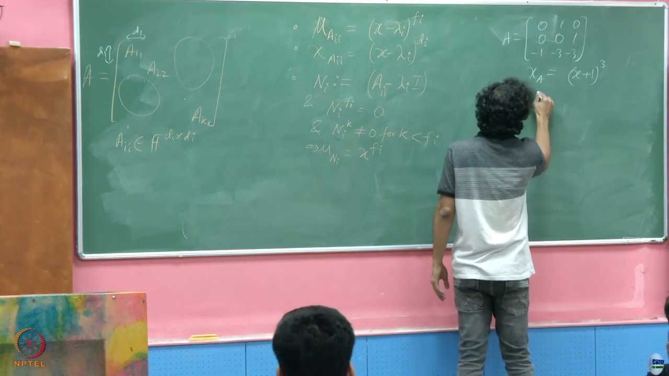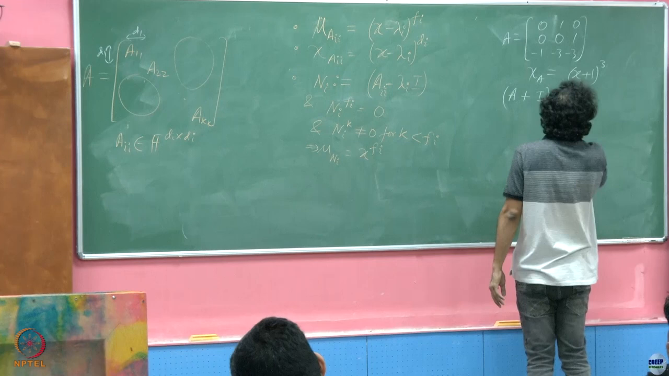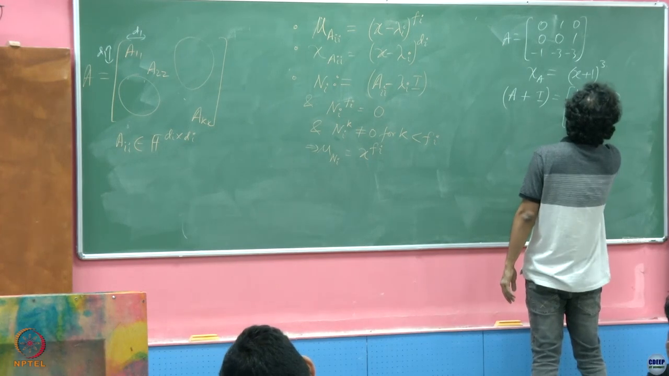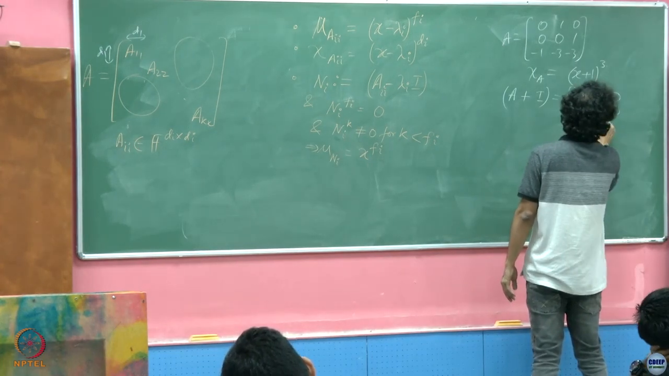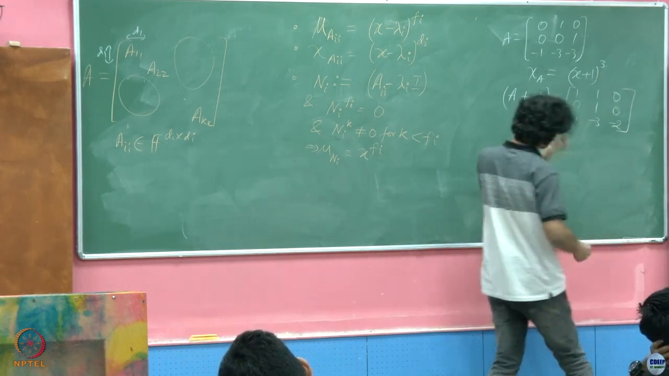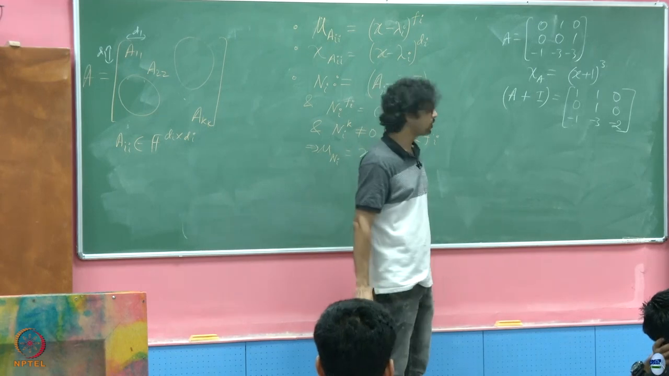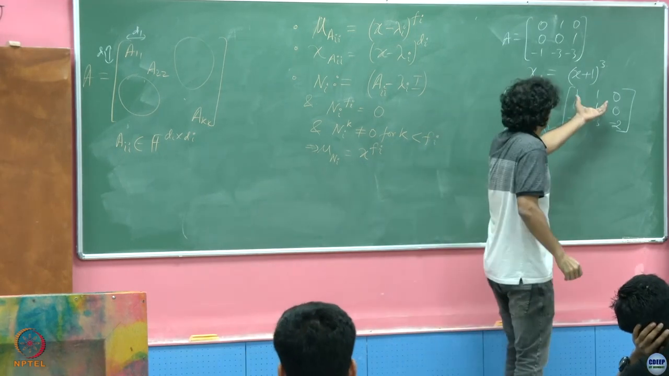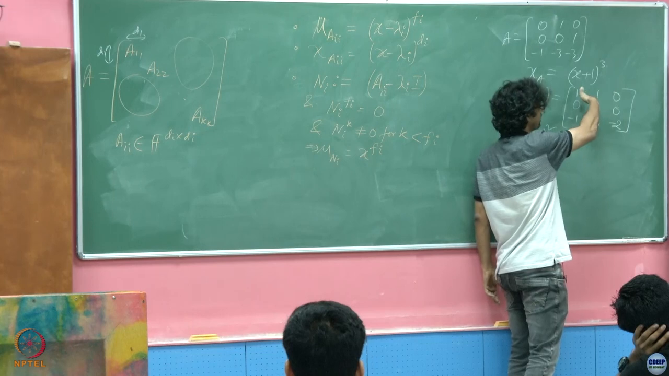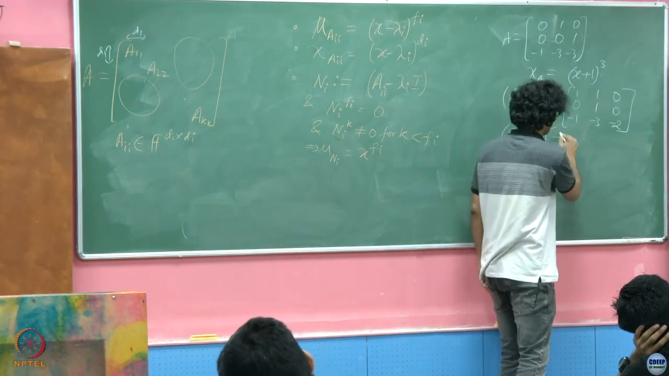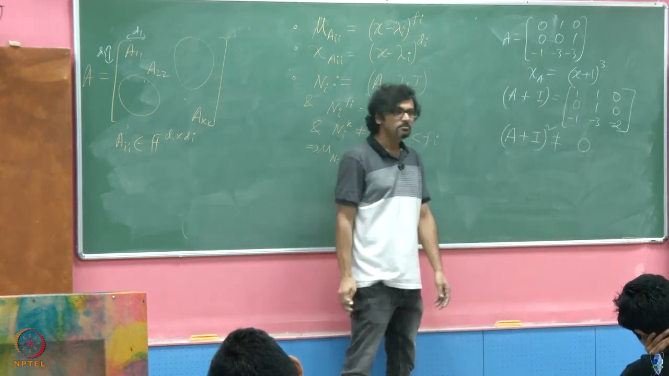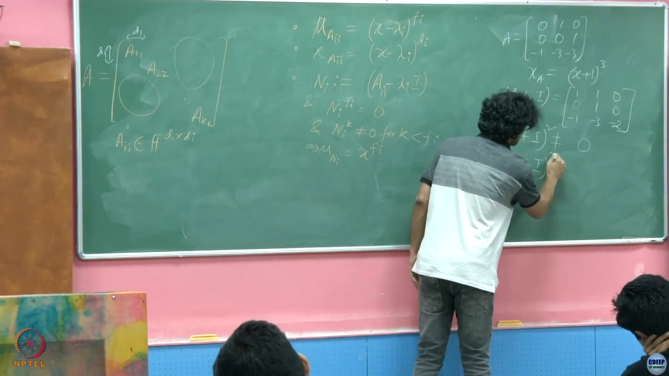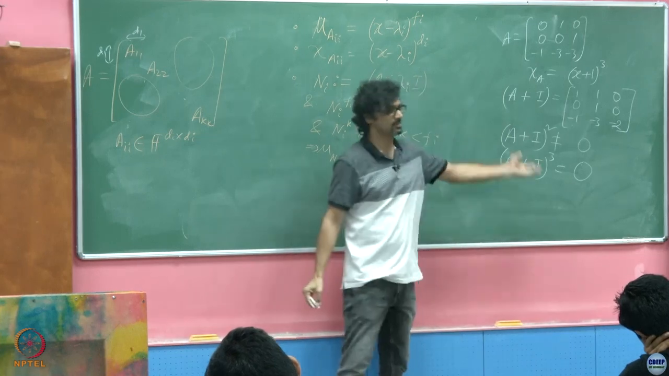You take A plus I, what does that look like? 1, 1, 0, 0, 1, 0, minus 1, minus 3, minus 2. Surely this is not 0. So x plus 1 is ruled out. But try A plus I squared. Is that 0? Well, the first check itself tells you it's not 0. The 1, 1 entry, this multiplied with this leaves you with a 1. So this is also not equal to the 0 operator. And now, of course, there's no magic in it. You can just go ahead and check that A plus I cubed must be 0. That's essentially nothing but the Cayley-Hamilton theorem.